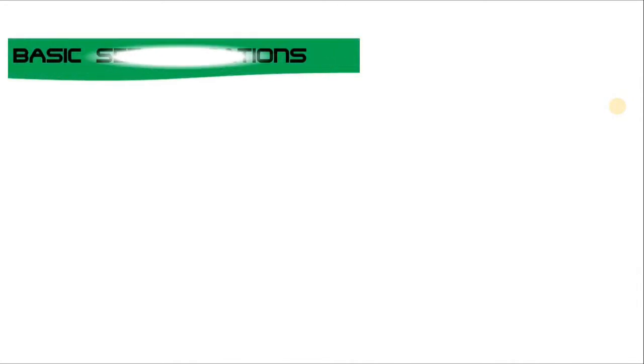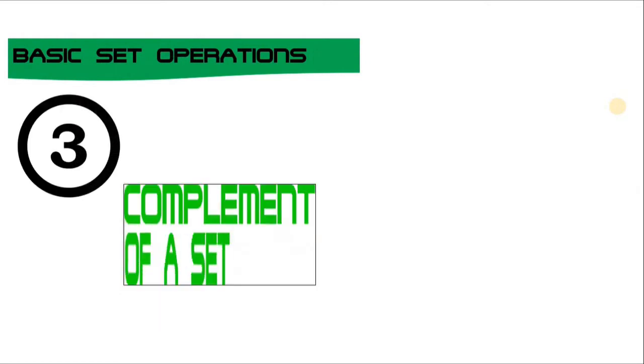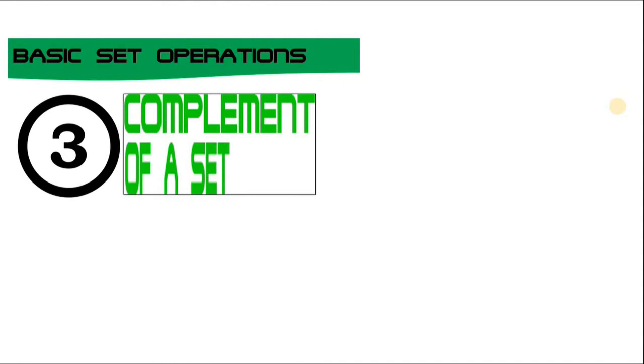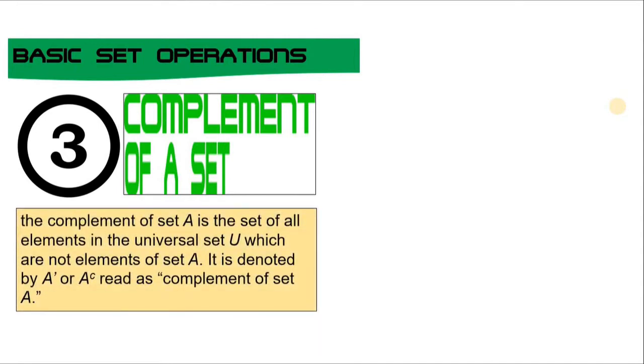Right, so there's an example of intersection of two sets. Next, we're going to proceed to another basic set operation. We have the complement of a set. The complement of set A is the set of all elements in the universal set which are not elements of set A. It is denoted by A prime or A superscript C, read as complement of set A.